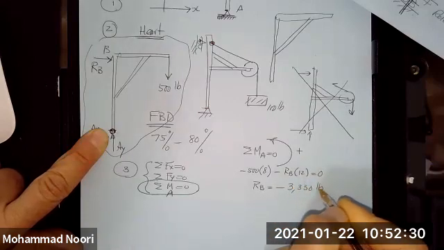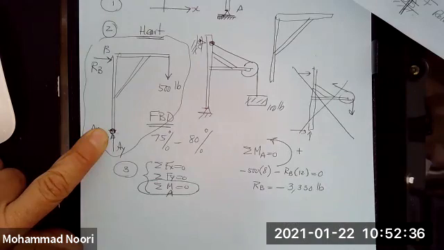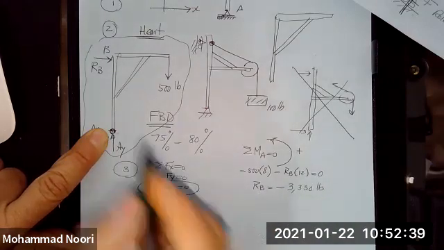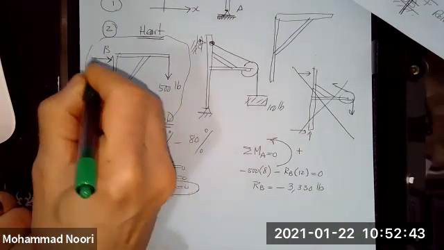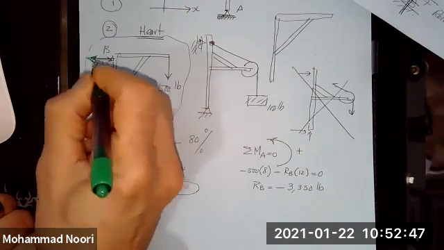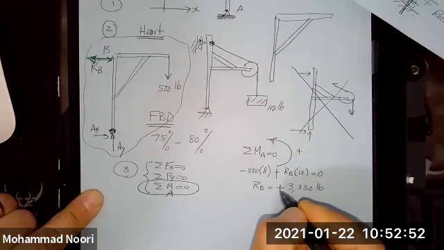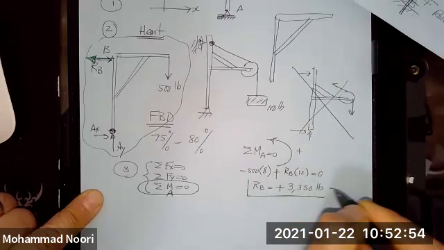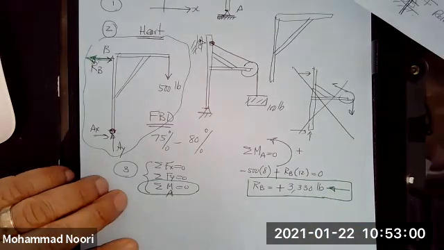And RB comes out to be negative 3,330 pounds. As soon as I see this negative, I say, wait a minute, I have made a wrong assumption for this force. This negative sign means the assumed direction should have been this way, which is the correct direction. So I fix that. So this gets fixed, this gets fixed. So the direction that this force is acting is this way. Any questions?